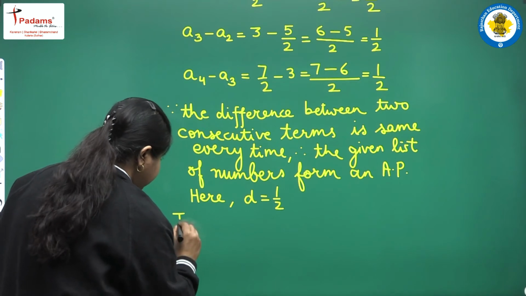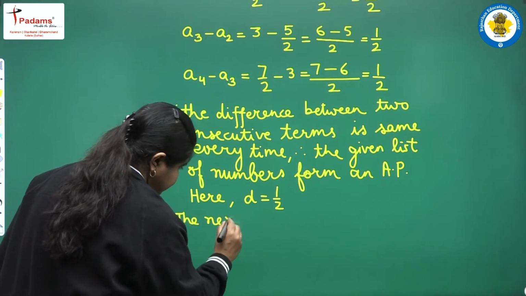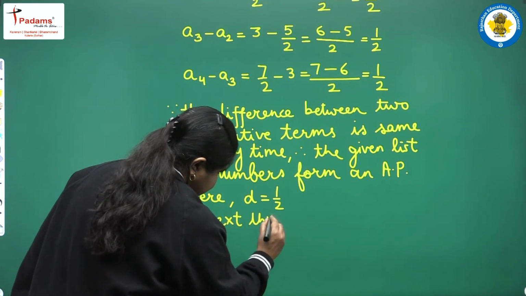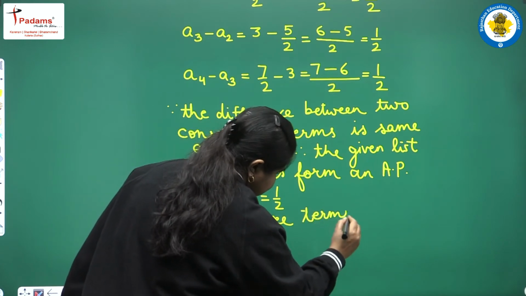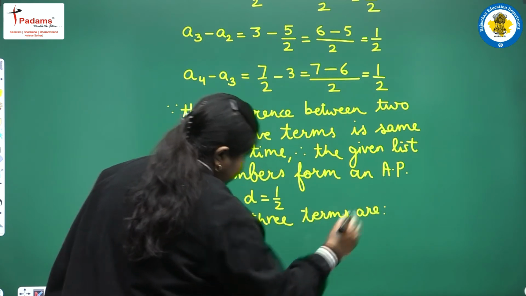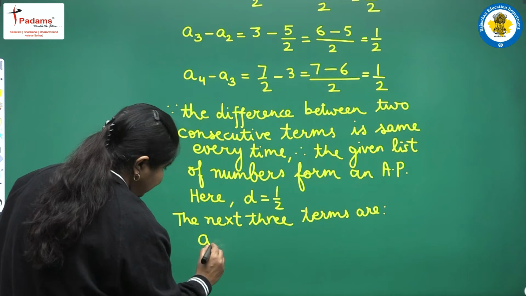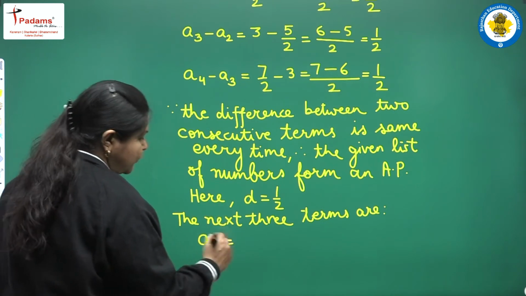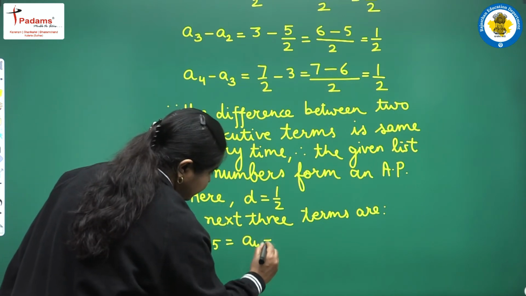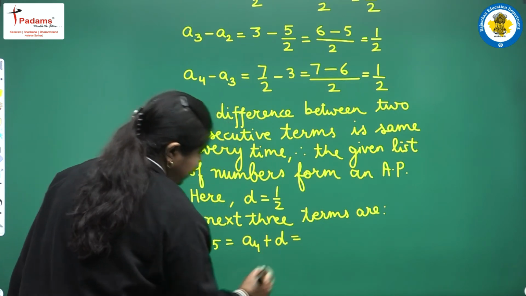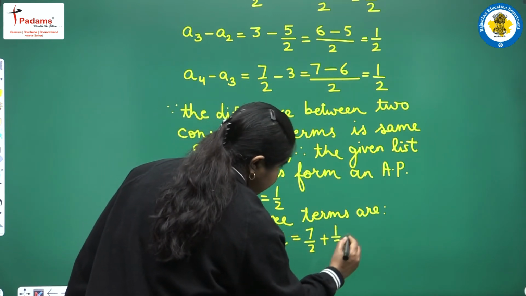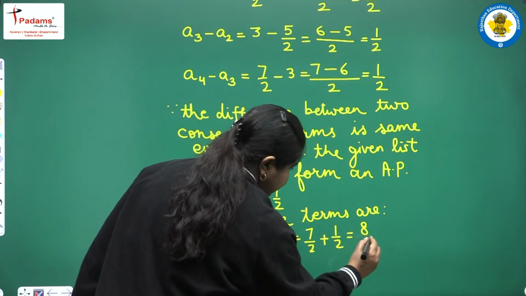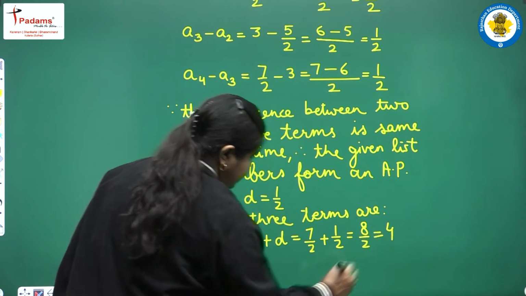And now the next 3 terms are, फोर्थ टर्म तक तो निकली ही हुई है, फिफ्थ टर्म हमें लिखनी है. और वो कैसे मिलेगी? फोर्थ टर्म में हम ये कॉमन डिफरेंस ऐड कर देंगे. फोर्थ टर्म हमारी है 7/2 और इसमें हम ऐड कर रहे हैं 1/2. दिस विल बी 8/2, दैट इज 4.